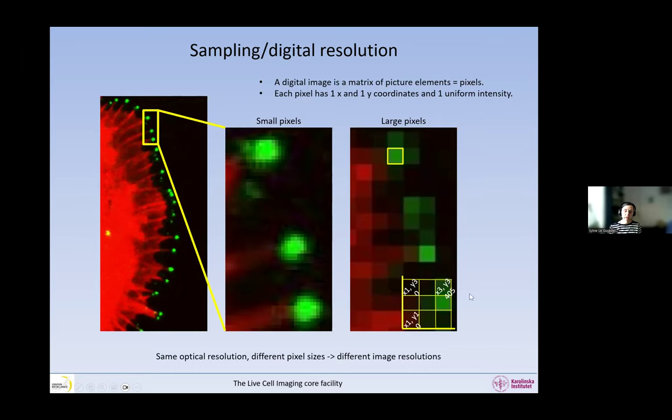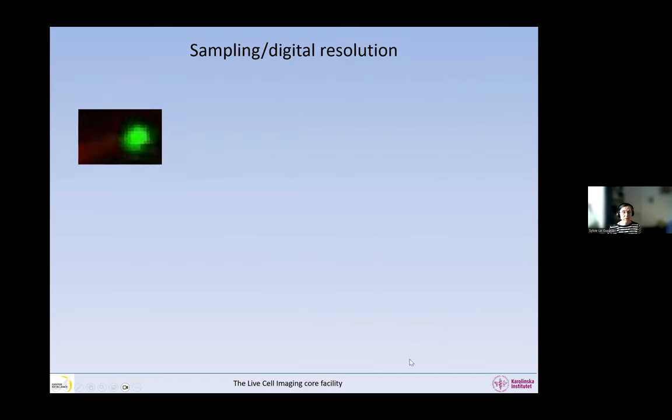So in here, we have the same optical resolution, so it's the same objective, same wavelength, but we have different pixel sizes, big pixel sizes, and therefore we have different image resolutions. So clearly, the pixel size affects the image resolution. And that's what we're going to talk about.